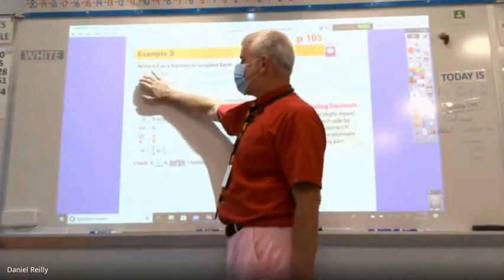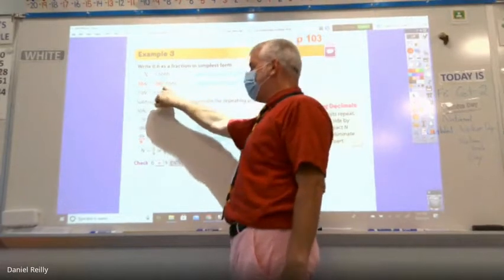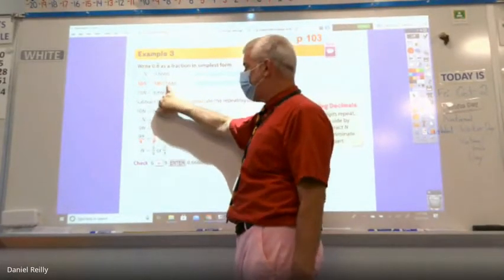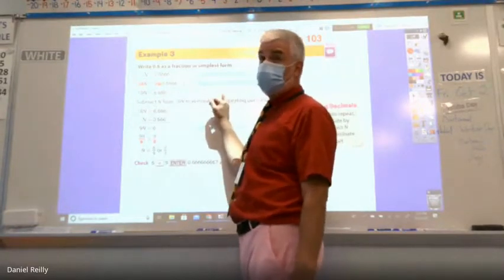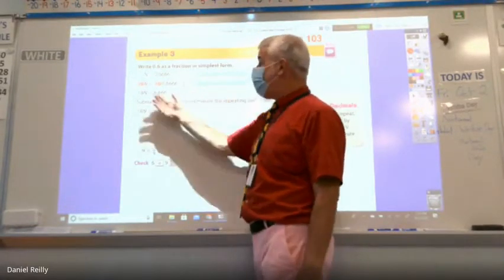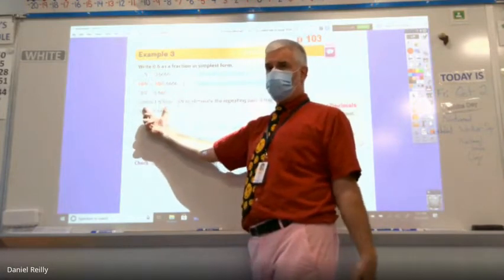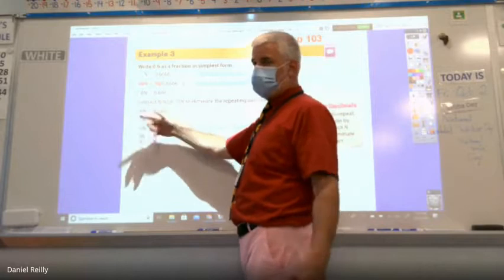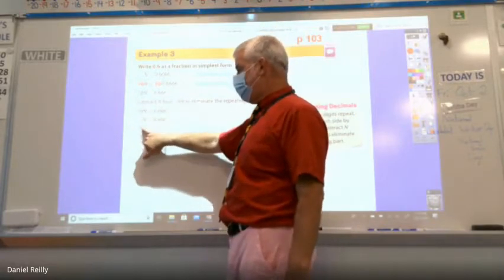When I do that, I get 10 times n on this side, and over here, multiplying by 10 moves the decimal place one point, and so now you get 6.6666666. So 6.6 repeating. Now I can subtract n off from both sides of this equation. That's what algebra does, do the same thing to both sides. So subtract n off of this side, I get 9 n's.